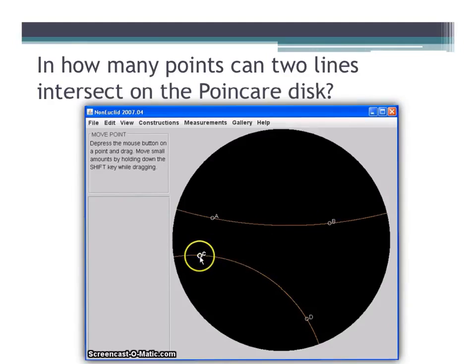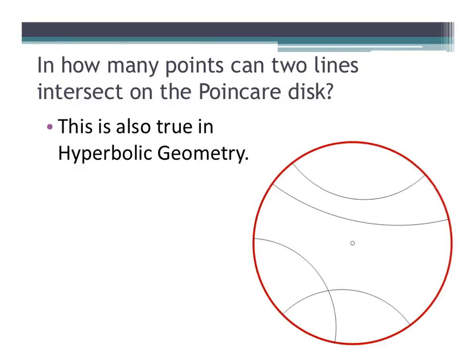It is also possible for us to move this line CD in such a way that it will intersect line AB at a single point. So in conclusion, 2 lines on the Poincare disk can intersect not at all or just once.